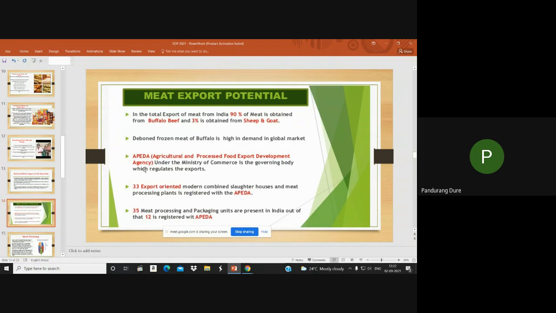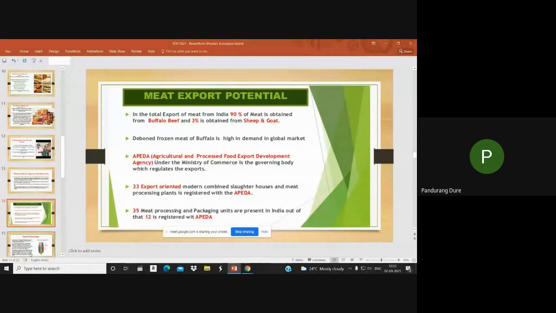APEDA is the apex institute which controls all these export activities. It stands for Agricultural and Processed Food Products Export Development Authority. There are 33 export-oriented slaughterhouses and 35 meat processing and packaging units. This is the data collected in 2019 for the whole country. So we can imagine the scope of export in the meat sector.